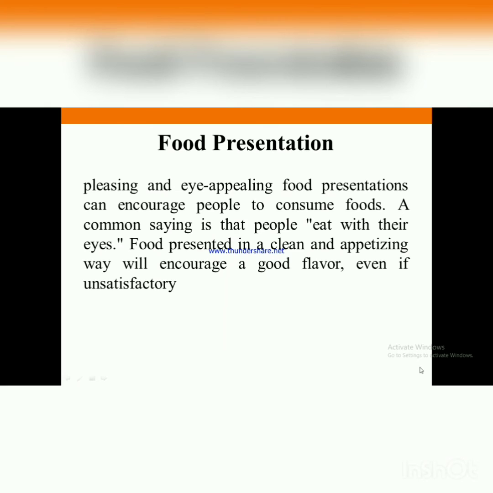What is food presentation? Pleasing and eye-appealing food presentations can encourage people to consume food. A common saying is that people eat with their eyes first. Food presented in a clean and appetizing way.